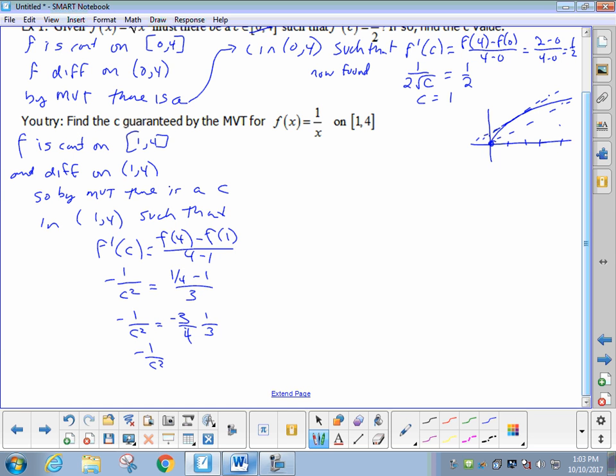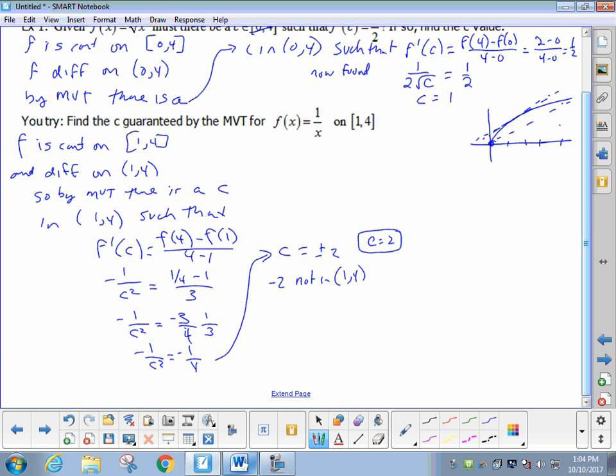Negative 1 over c squared equals negative 1/4. Seems like that indicates c is plus or minus 2. Yes? No. Only 2, because the interval does not contain negative 2. Negative 2 is not in 1 to 4. So c equals 2 is the number guaranteed by the MVT. Sorry.